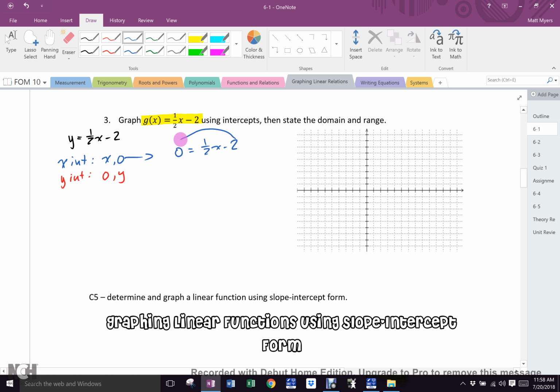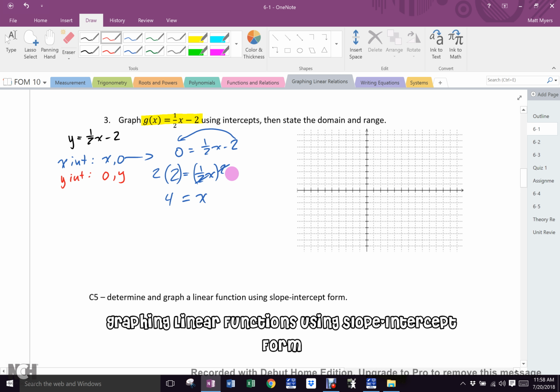I bring the 2 over, what happens? 2 equals 1/2 x. How do I get rid of divided by 2? Multiply by 2. So the 2's cancel, and now I have x by itself. What do I do to this side? Same thing. So what does x equal? 4. Should I put it on the graph yet? No, I shouldn't, because we might have the same situation as last time where we had a fraction, right? We may have to change this.